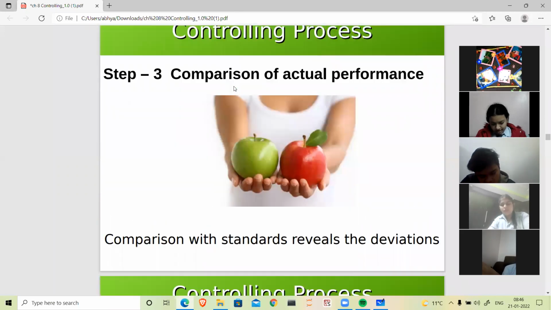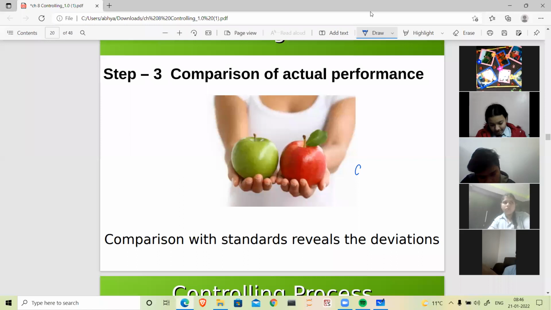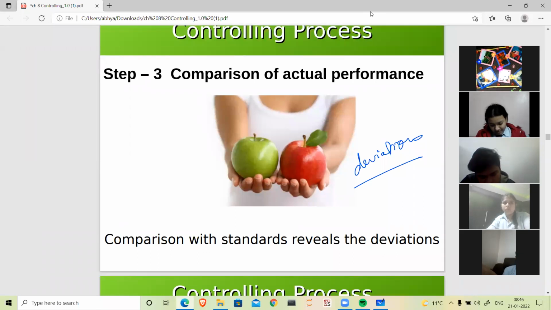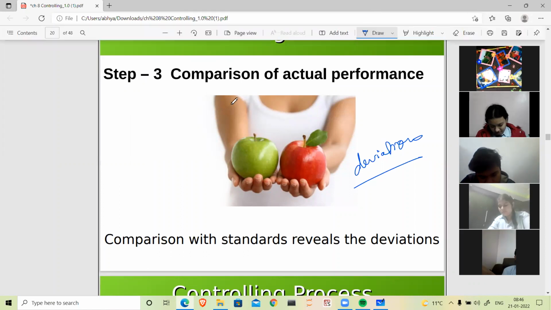Third is the comparison of actual performance. In this step, the standard performance and the actual performance, meaning step 1 and step 2, will be compared with each other to know about the deviation. So this is the step in which the firm will be able to find out the deviations. You have to discuss the whole topic of deviation in this step only: the types of deviation, the meaning of deviation, and which deviation is good and which is not good. Each and everything you will be discussing here, which I explained in yesterday's class.